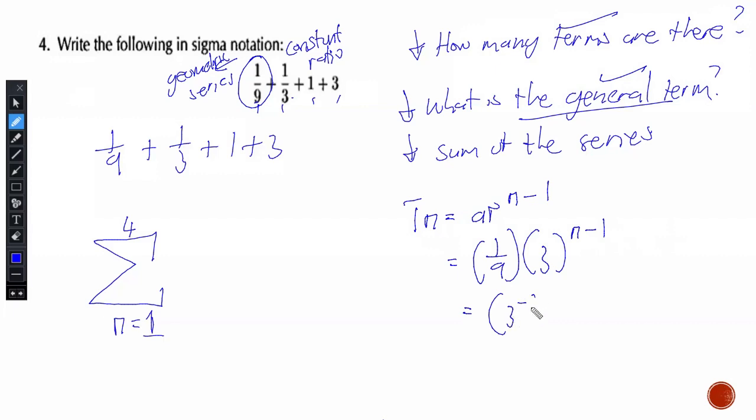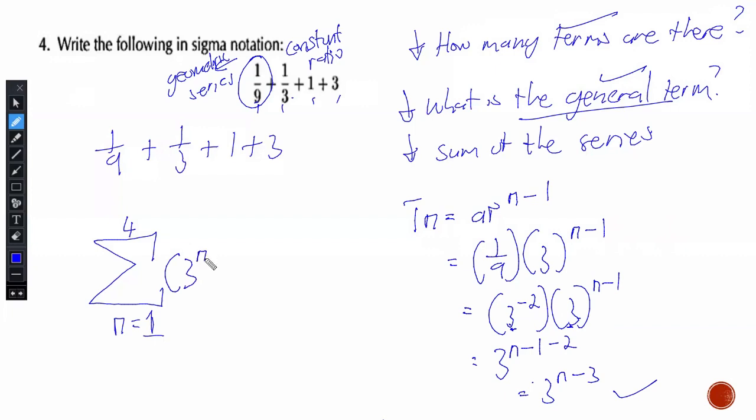We can say this is 3 to the exponent of negative 2, and then 3 to the exponent of n minus 1 like this. Because the bases are the same, we know that we can just add the exponents. This is just n minus 1, then minus 2. So it's n minus 3, right? So that's it. So that means this is the Tn that we are going to have here: 3 to the exponent of n minus 3, right?